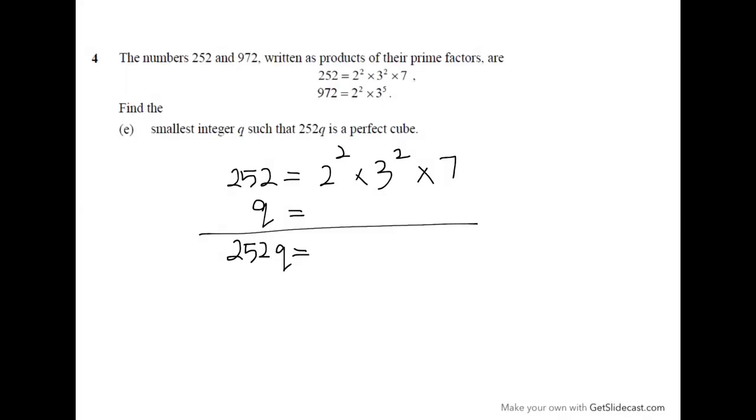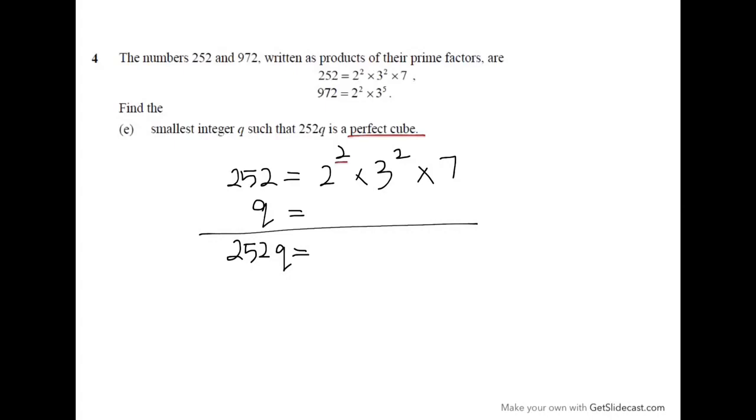Chapter 1 Class Quiz Question 4e. Find the smallest integer q such that 252q is a perfect cube. So what's the meaning of a perfect cube? A perfect cube is a number that can be expressed as a product of its prime factors, where all the powers of its prime factors are multiples of 3. So let's look at 252.